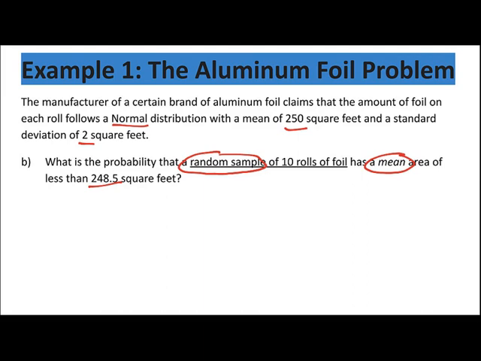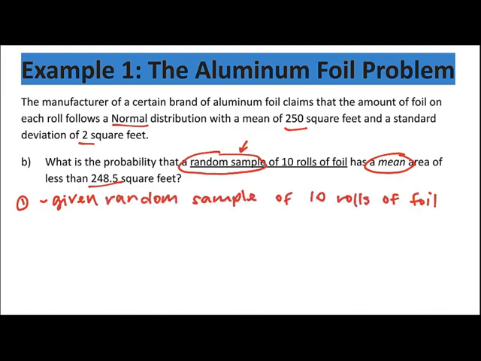So I'm going to follow the same 4 steps that I did with proportions, that I did with any other sampling distribution problem. I'm going to first check my assumptions and conditions. My first one is that I have a random or representative sample, which is given. So I'm just going to say, given a random sample of 10 rolls of foil.